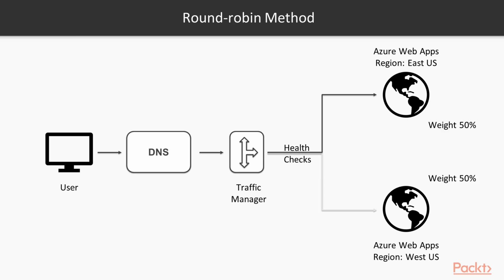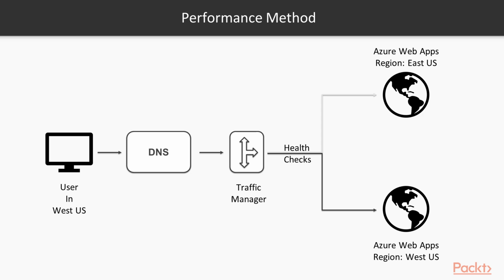Next is the weighted method or round-robin method. When you need resources to serve in a different region or across a set of different endpoints, you'd need this method for traffic routing. Lastly, we have the performance method. You may choose performance for the traffic routing method when you want to provide equal performance to the users of the resources hosted in Azure.